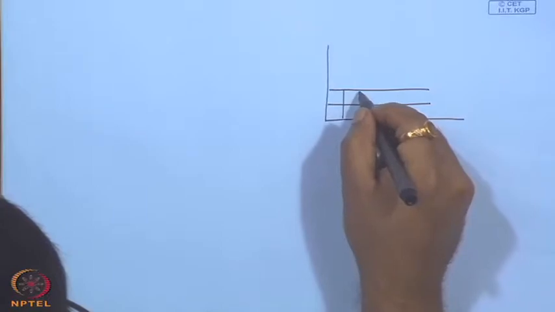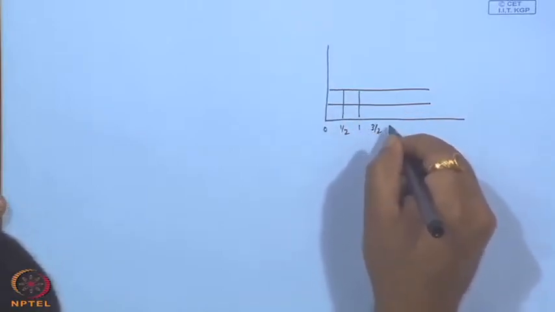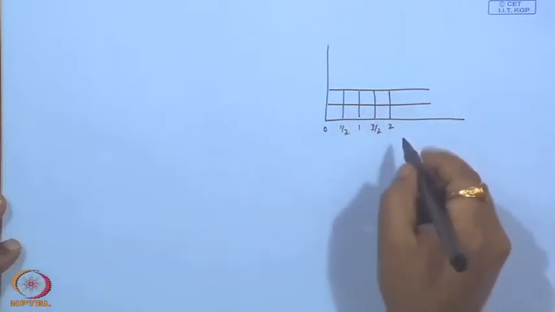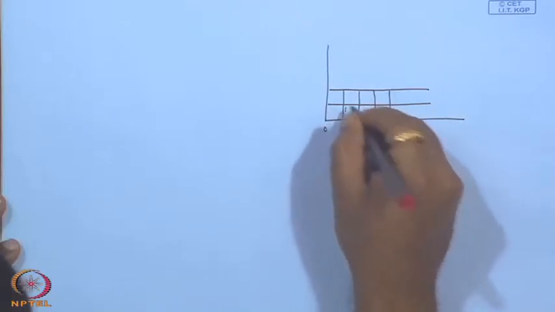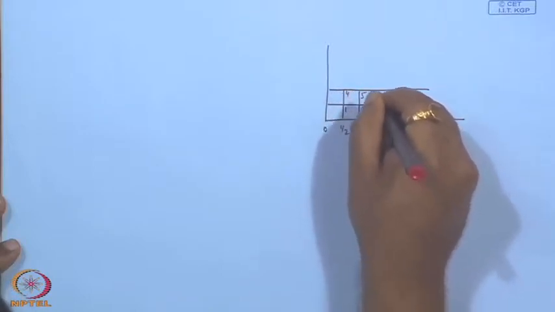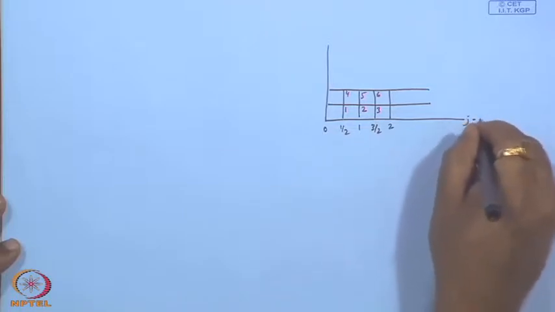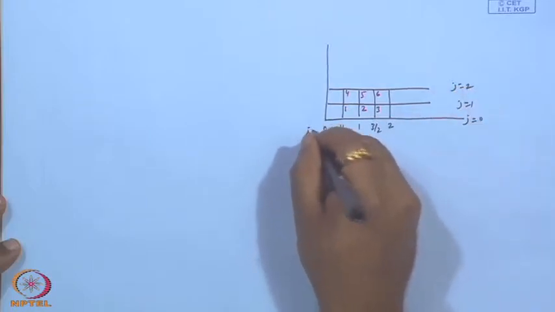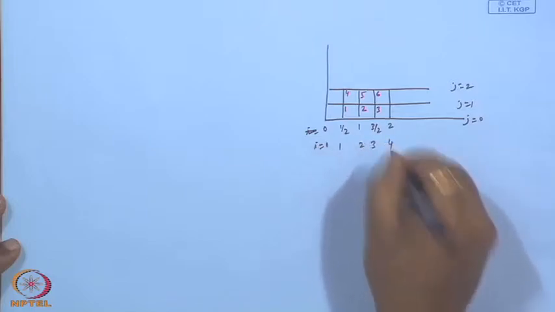So, this time I am making a smaller one. So, 0, half, 1, 3 by 2 and 2. Okay. So, this is P 1, 2, 3, 4, 5, 6. Okay. So, j is 0, 1, j is 2 and I is 0, 1, 2, 3 and 4.